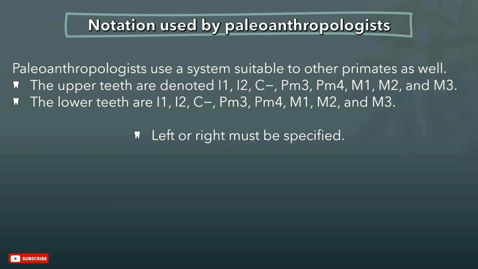In this system, the upper teeth are denoted I1 for the first incisor, I2 for the second incisor, C' for the canine, premolar 3 and premolar 4 for the first and second premolars, M1, 2, and 3 for the first, second, and third molars. The lower teeth are I1 for the first incisor, I2 for the second incisor, C' for the canine, premolar 3 and 4 for the first and second premolars, and M1, 2, 3 for the molars. Left or right must be specified individually.